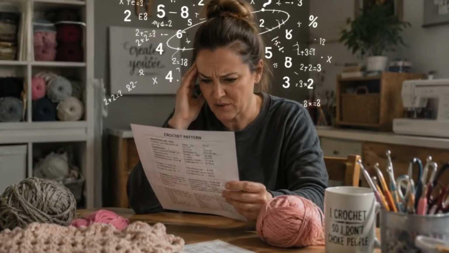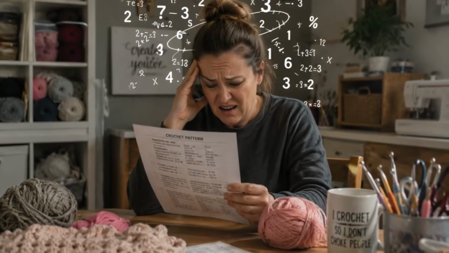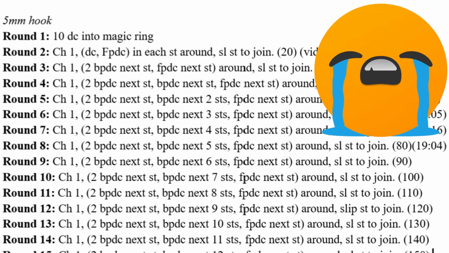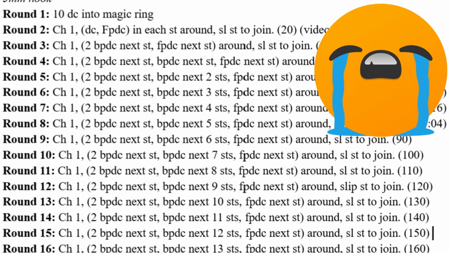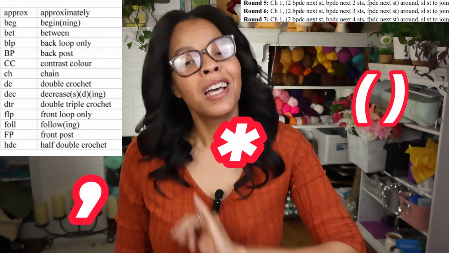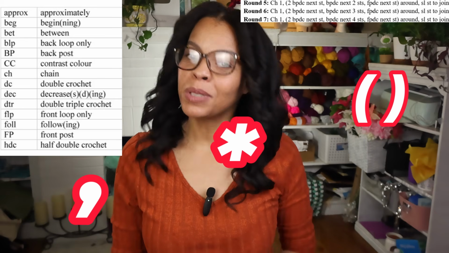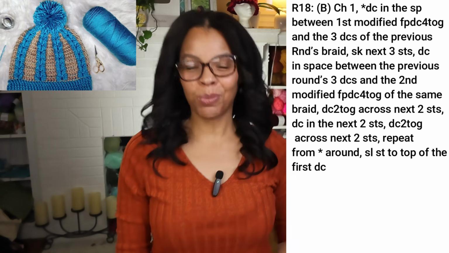Let me guess. You opened a crochet pattern, looked at it, and immediately decided YouTube's easier because this does not look beginner friendly. It looks like somebody dropped the alphabet soup onto a page and added parentheses for drama. You've got abbreviations, random numbers, commas, asterisks, and somehow you're supposed to pretend like this makes sense. And the worst part, you probably already know how to crochet. You know how to make the stitch, but translating this into this is where people get stuck.